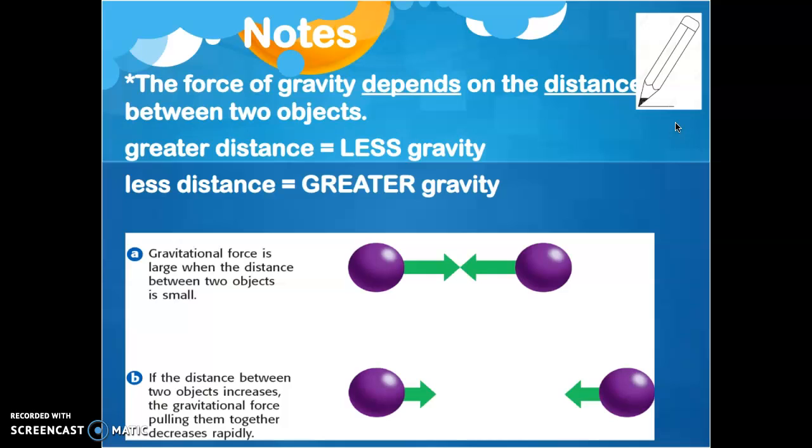Get this down. This is notes for today. So this says that the force of gravity depends on the distance between two objects. So the first thing we talked about is it depends on the mass of the two objects. And then it also depends on the distance between the two objects. And this one is kind of the opposite. So if you have a greater distance, you actually have less gravity. And if you have less distance, you have greater gravity.